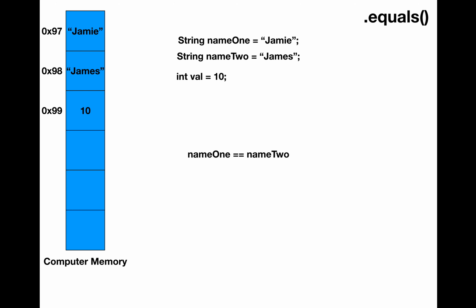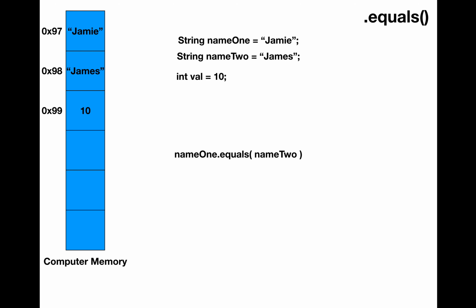So in this case, if we were to do something like name1 equals equals name2, what we're saying is, do these two have the exact same address? So name1, which is Jamie, has the address 97. Name2, which is James, has the address 98. They do not have the same address, so they are not equal in this case. And that's all we're really saying with equals equals. But what we actually want is to use something like dot equals so that we say, do they have the same characters? Does Jamie and James have the exact same characters within that string?